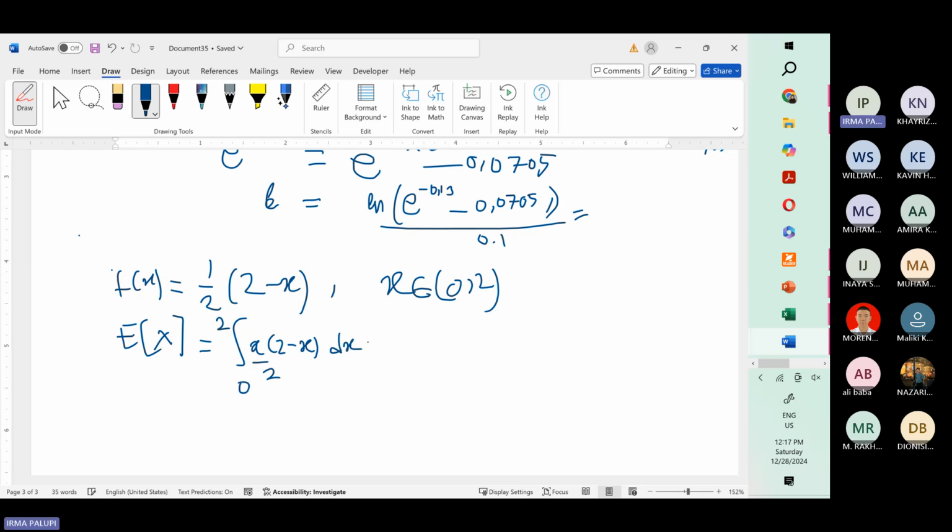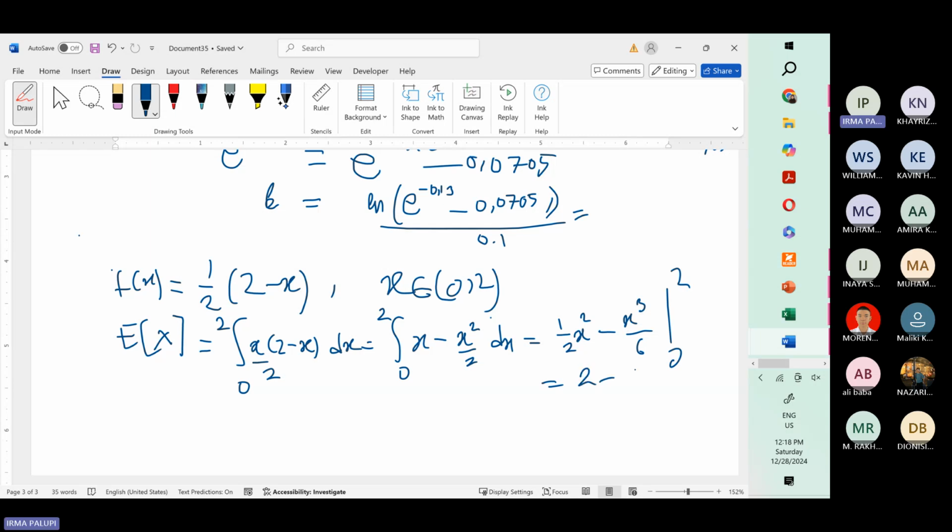The expectation equals the integral of X minus x squared over 2 dx, for x from 0 to 2, which is equal to x squared over 2 minus x cubed over 6, from 0 to 2. So 0 gives 0 here. So only x equal to 2 remains. So we have here 4 divided by 2, which is 2.